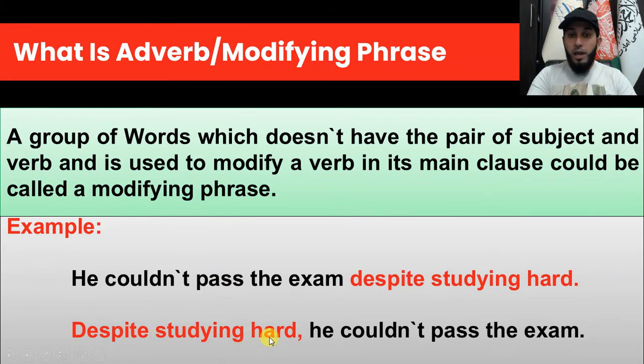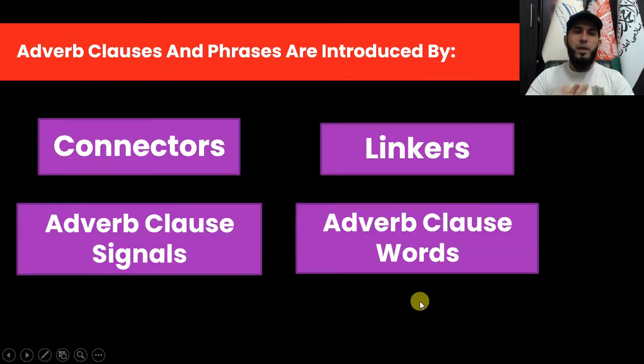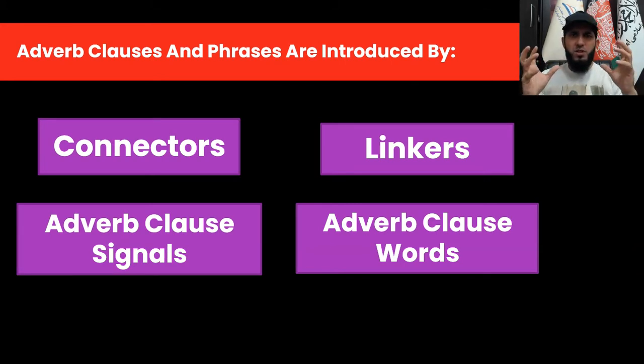That's also possible. Look at the second example. Despite studying hard, again, you need a comma. If you want to use your adverb phrase first and then the main clause after that, then you need a comma before you start writing your main clause. So despite studying hard, comma, he couldn't pass the exam. Now, adverb clauses and phrases are introduced by some specific words, and that's what I said. Look, all of these words are coming. For each type of adverb clause, we have around 15, 20 words, function words.